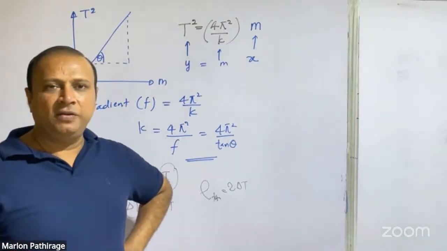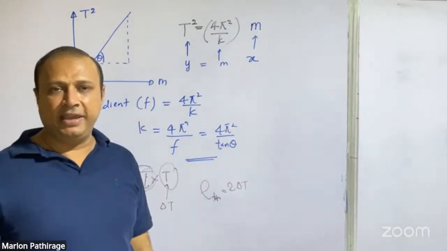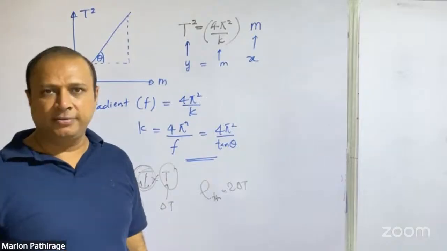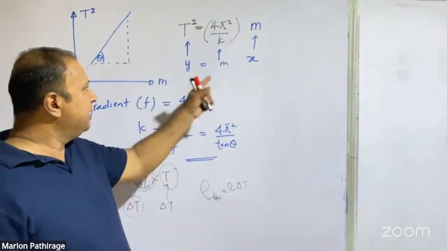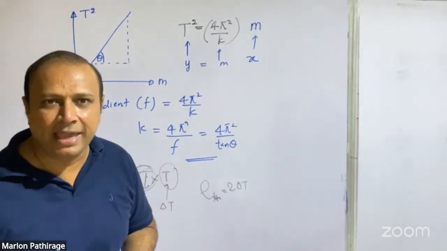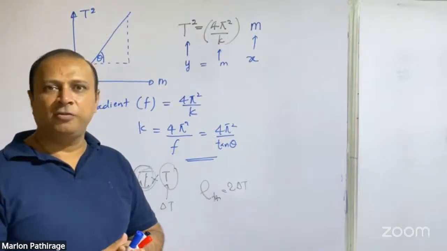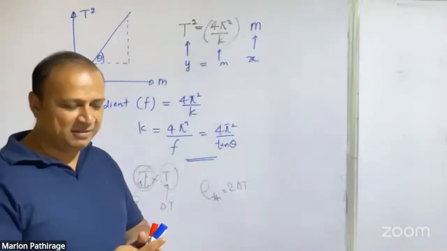The accuracy of simple pendulum mainly depends on capital T. What would be the reason?